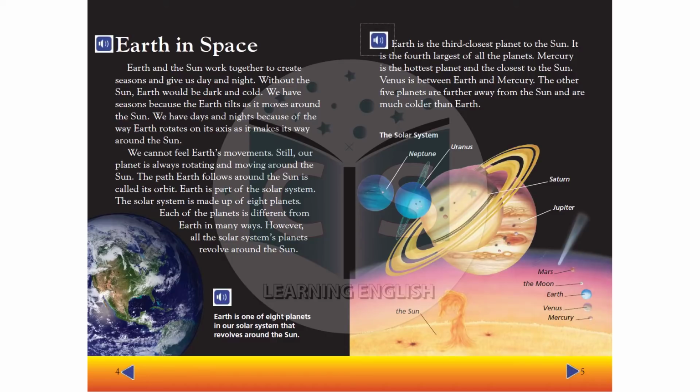Earth is the 3rd closest planet to the Sun. It is the 4th largest of all the planets. Mercury is the hottest planet and the closest to the Sun. Venus is between Earth and Mercury. The other 5 planets are farther away from the Sun and are much colder than Earth.